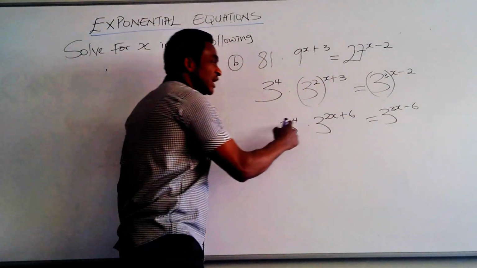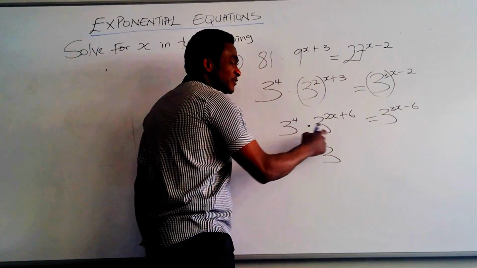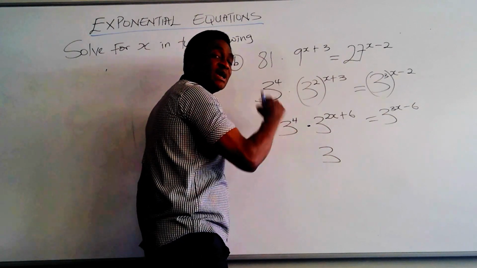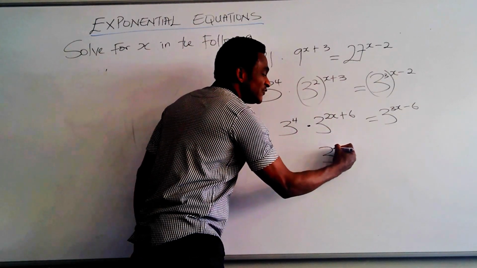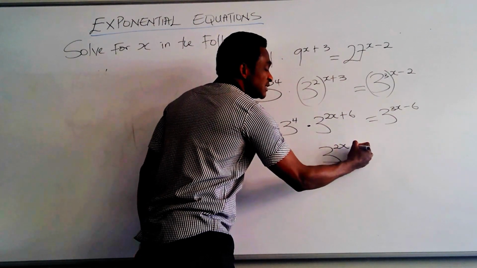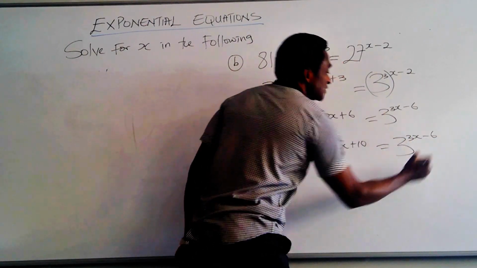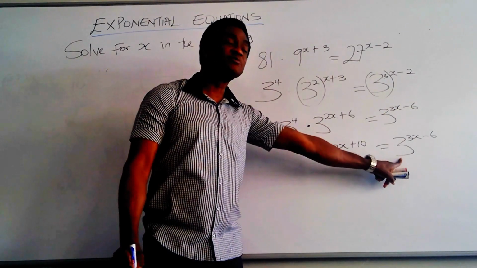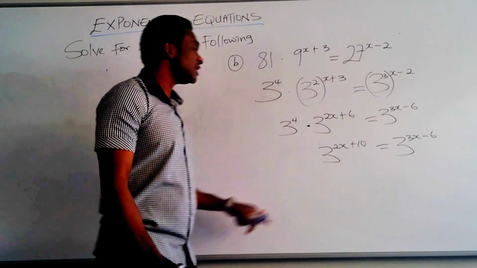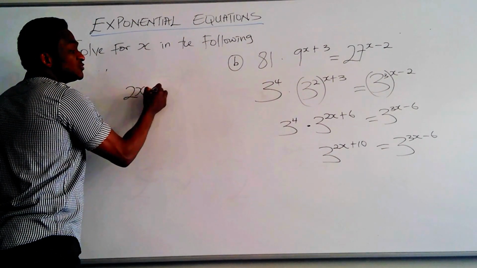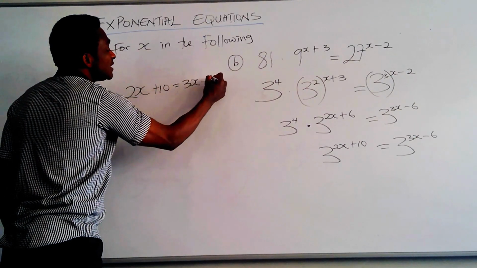Same approach. Because of the laws of multiplication, same base says add the exponents. So I will add like this. I still have 2x, 6 plus 4 is 10, equals 3 exponent 3x minus 6. Now, common base being separated by an equality sign, drop the bases and take the exponents. So this gives us now 2x plus 10 equals 3x minus 6.